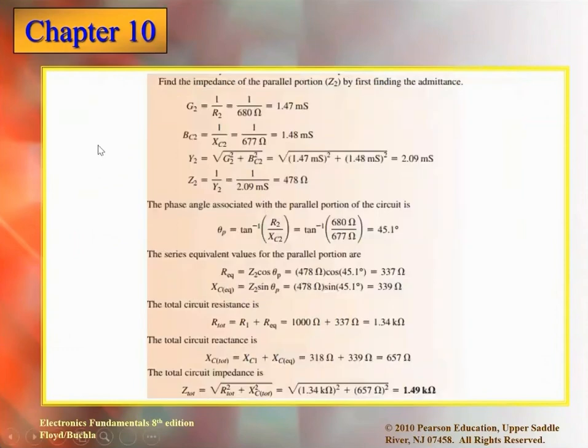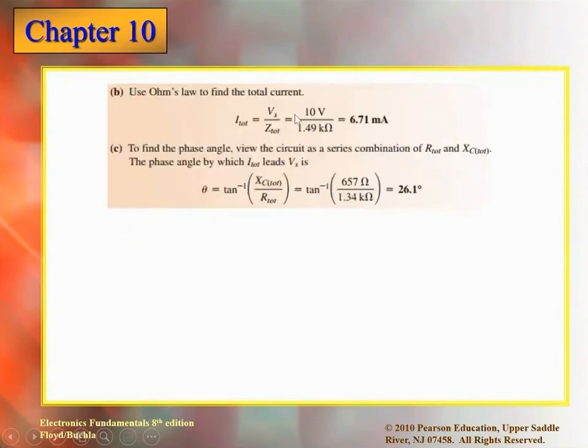See, they are using BG and all. I don't need this one, I can directly calculate simply. So Z2 is calculated, R equivalent, RC equivalent, right? Then R total, XC total, then Z total. That's it. After Z total, they calculate the total current, using Ohm's law. All right, so this is the way to solve this type of question.